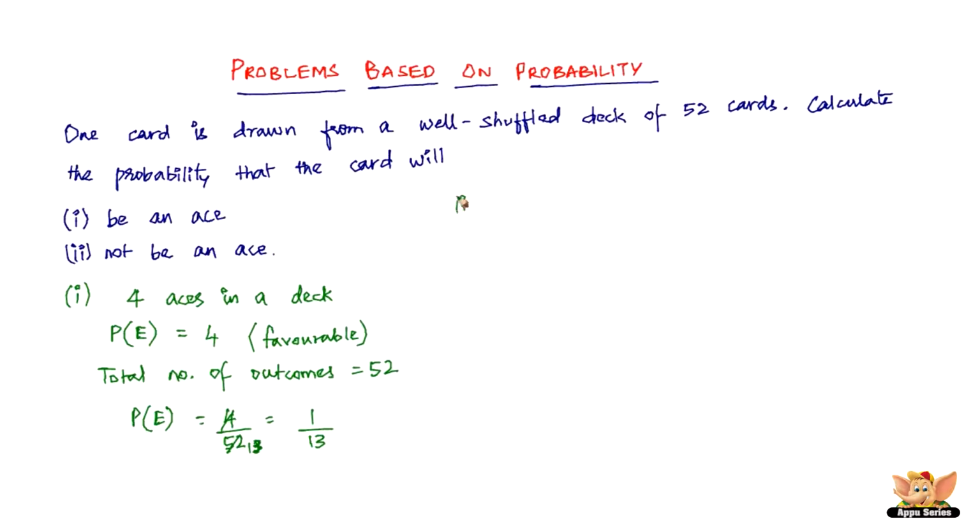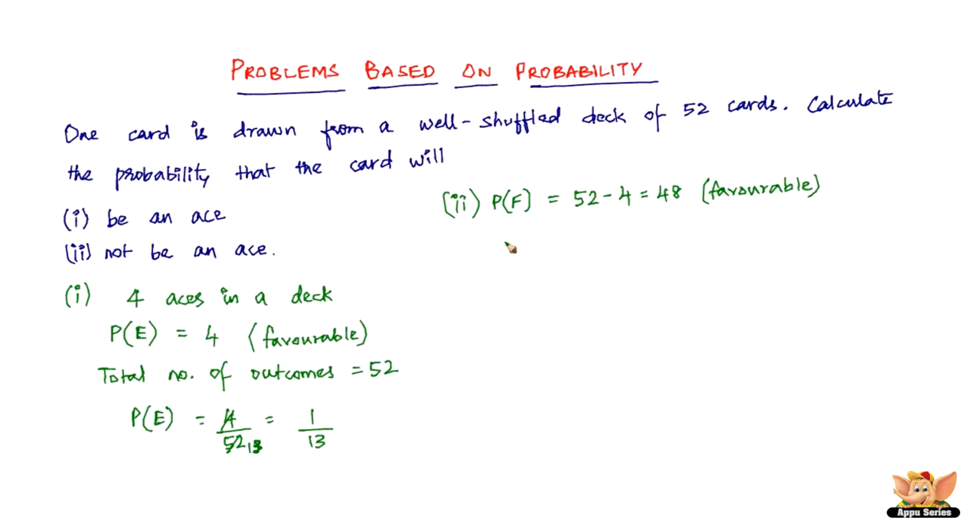Now we've taken P of E to be the probability of the card being an ace. In the second case, let's take F to be an event where the card is not an ace. So the number of favorable outcomes for this is 52 minus 4, because if you take 4, it's going to be an ace. It should not be an ace, right? You need to subtract those 4 outcomes, which are aces. So it's 48. There are 48 favorable outcomes of the card not being an ace.